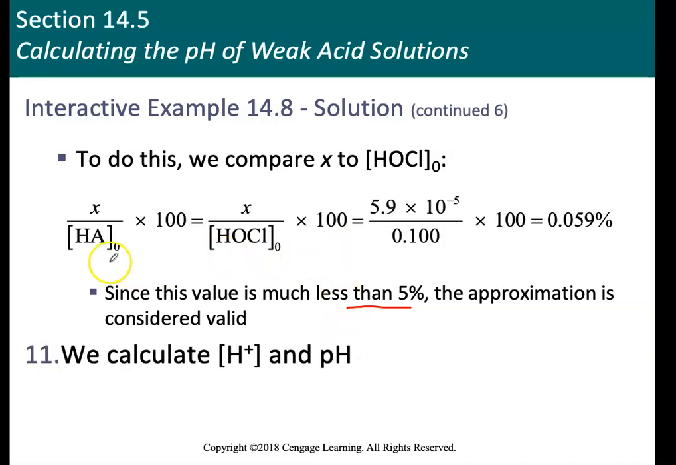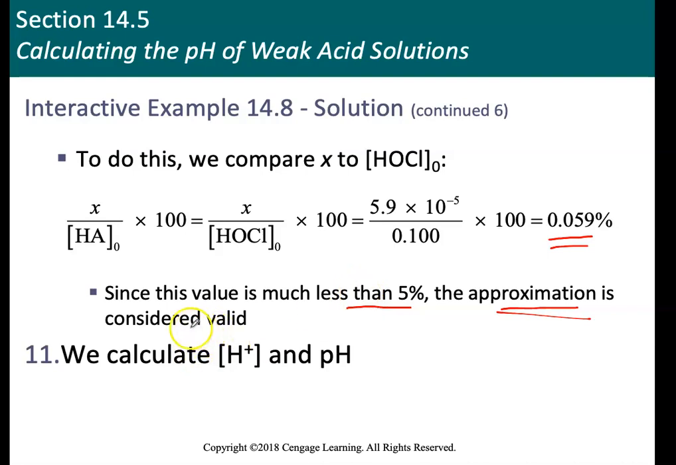So here, let's look at that. X over HA0 times 100. So here it will be 5.9 times 10 to the minus 5 over 0.1 times 100. How does that compare? 0.059%. That's way lower than 5%. So the approximation is valid. Anything that is less than 5% with this approximation is fine, and this example clearly shows that.